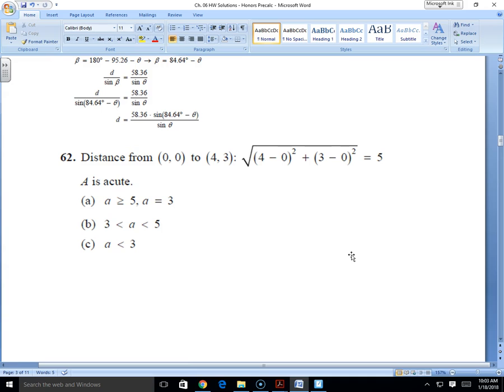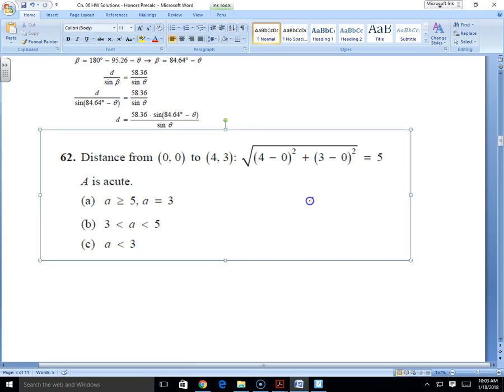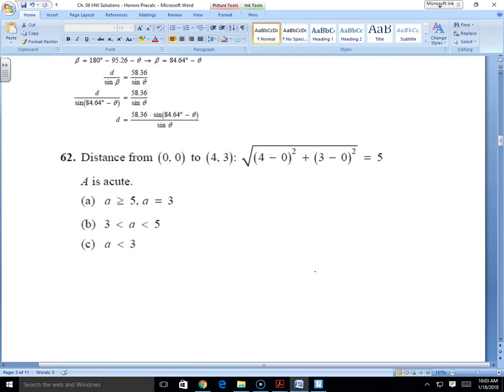Did they tell you that angle A was acute? I think that was a given, so it wasn't an obtuse one. So if you knew, I shouldn't be drawing it there, I'll move it. You know the shortest distance between the 2 points is 5.